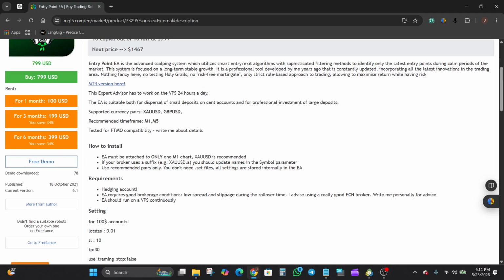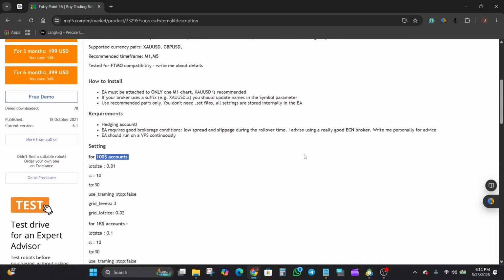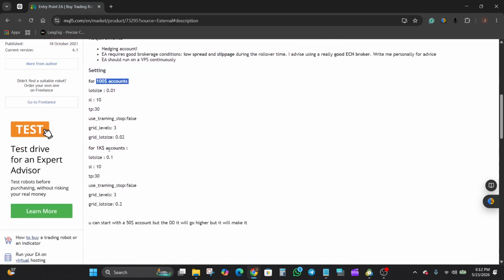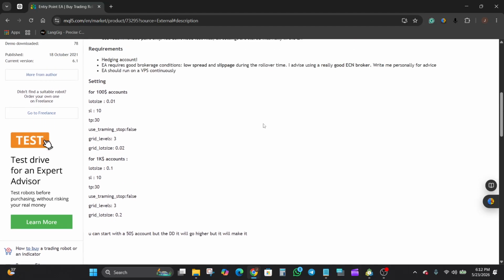All right, so the developer also highlights different setup configurations depending on account size, starting from smaller accounts around 100 US dollars all the way to larger 1K account setups. So these settings include variations in lot size, stop loss, take profit, and grid levels, which gives users some structured starting points rather than fully manual configuration.